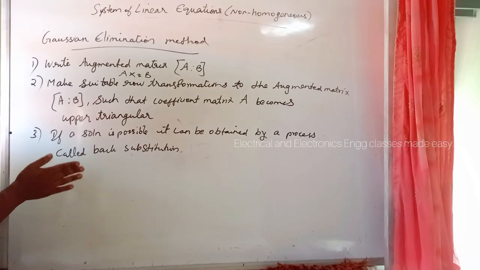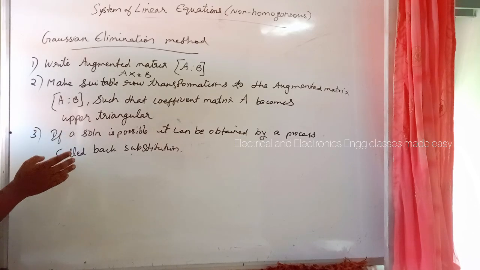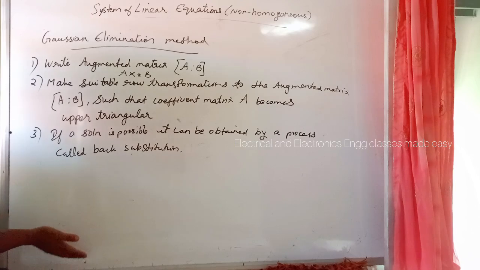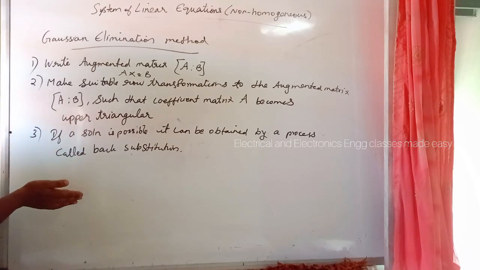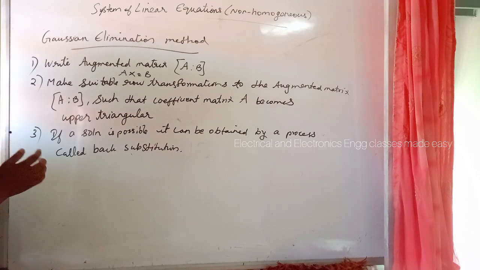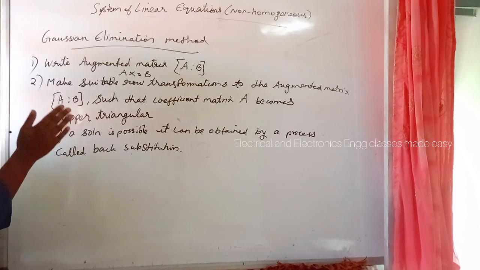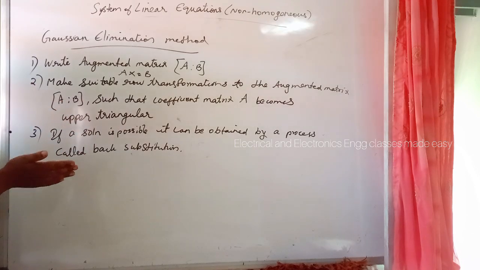That is, once the matrix is in upper triangular form, then solve for the unknowns starting from the last row, which is called backward substitution. Now let us do the problems related to this Gaussian elimination method to solve the system of linear equations.